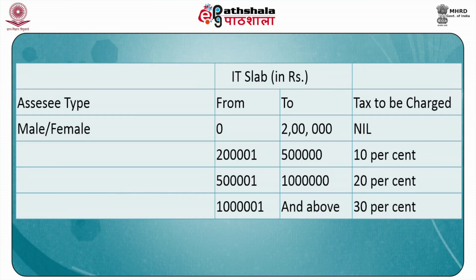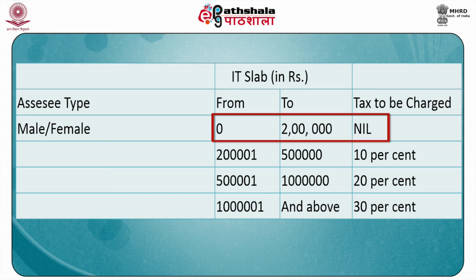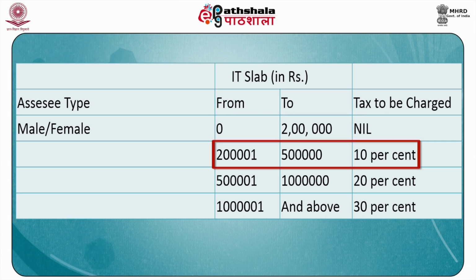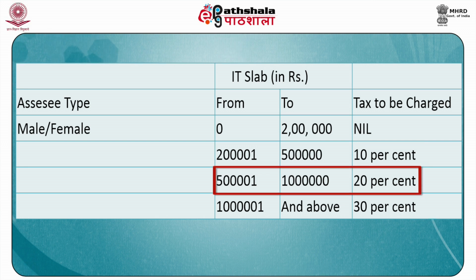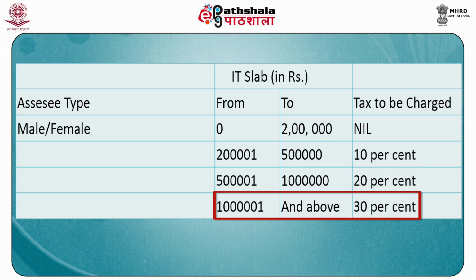First, let's talk about the assessee. The assessee may be male or female, but if your income is less than 2 lakh rupees, you will not be charged any tax. Between 2 to 5 lakhs, you will be charged at a tax rate of 10%. Between 5 to 10 lakhs, you will be charged an income tax at the rate of 20%, and if your income exceeds 10 lakhs, you will be charged an income tax rate of 30%.